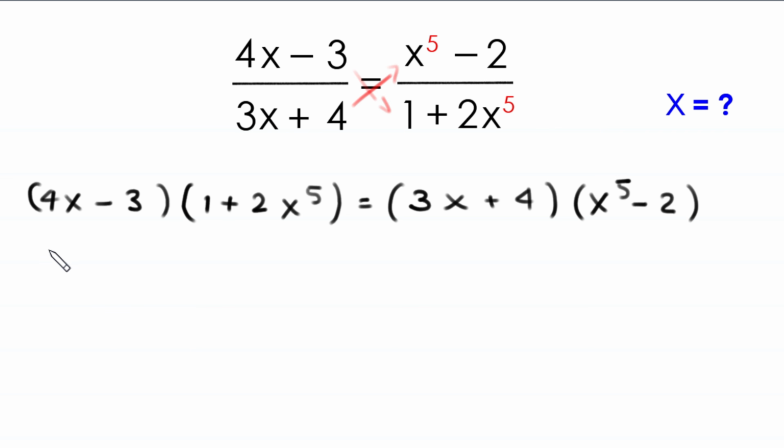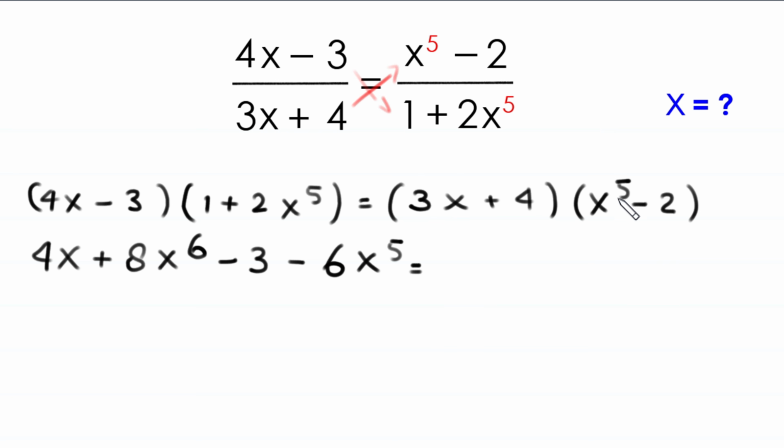4x times 1 will become 4x, and 4x times 2x^5 will become plus 8x^6, and negative 3 times 1 is negative 3, negative 3 times 2x^5 is negative 6x^5, equal to 3x times x^5 is 3x^6, and 3x times negative 2 is negative 6x, 4 times x^5 is plus 4x^5, and 4 times negative 2 is negative 8, equal to 0.